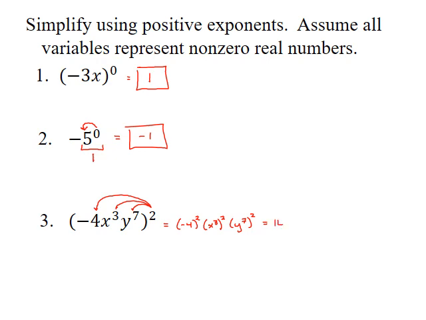Negative 4 squared is 16. X cubed all squared, since it's one base, so there's only one x, you multiply them together, so that's x to the 6th. And same thing with y, 7 times 2 is 14. So therefore this becomes 16 x to the 6th y raised to the 14th power.